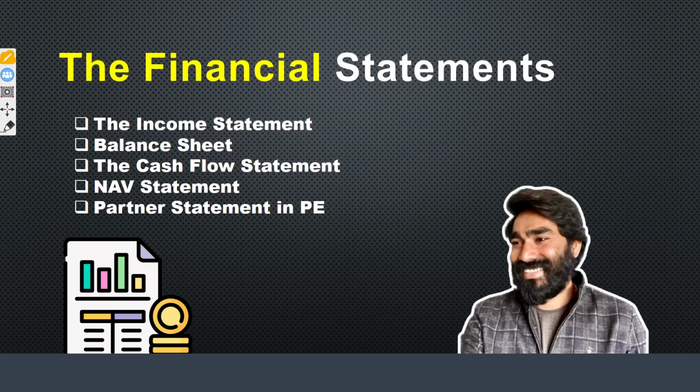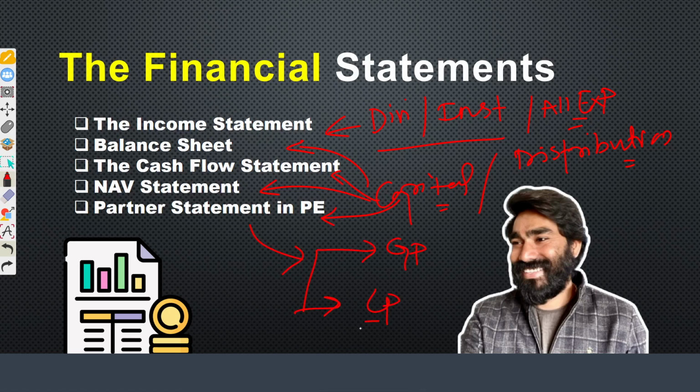Why are we discussing this first? Because of all the transactions that we record in the books of the fund, for example dividends, interest payments, and all your expenses. Can anyone tell me why we record income, why we record capital, why we record total distributions? Because the ultimate goal is to prepare the income statement, balance sheet, fund flow statement, NAV statement, and finally the partners' statement, so that you can send this report to the general partners or limited partners of a fund, depending on the fund structure, or even to regulatory bodies.